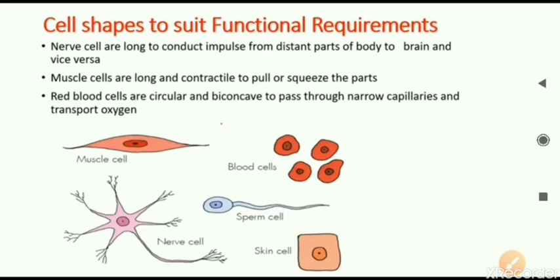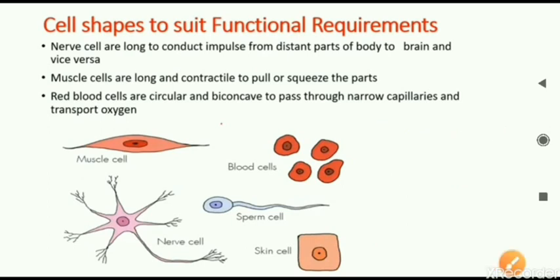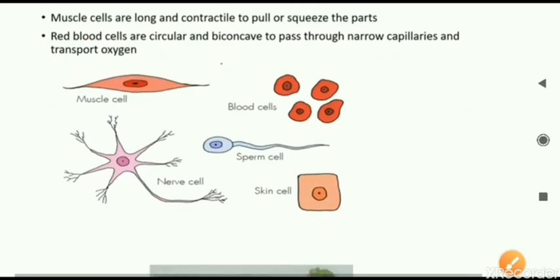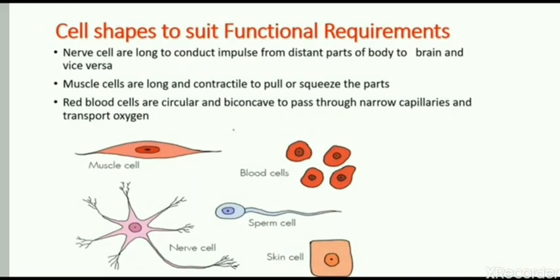Next, you can see the red blood cell. Red blood cells are circular in shape and biconcave. Biconcave structure is bent inward from both sides. That is called biconcave. So why is it so? So that they can pass through the narrow capillaries in our body vessels. They can pass easily through them because of this structure, and also they have to transport oxygen. This is the function of the red blood cell. To perform this function, they have the shape as such. So different shapes are observed in the cells so that they can perform their required function.